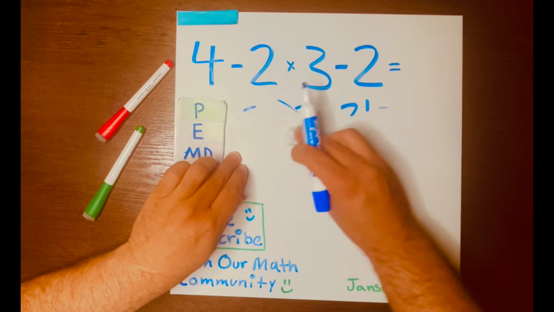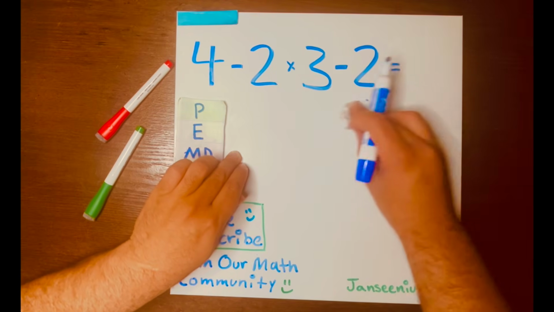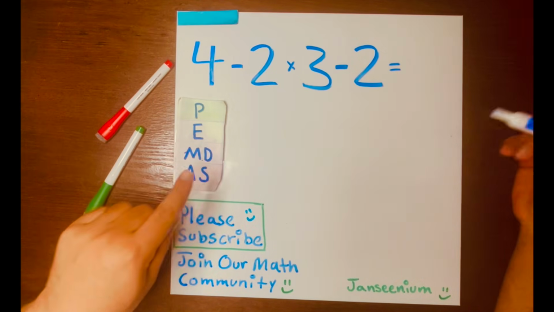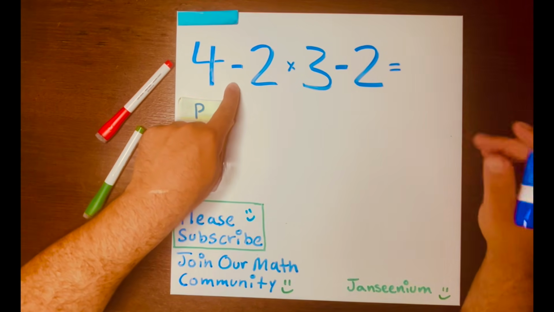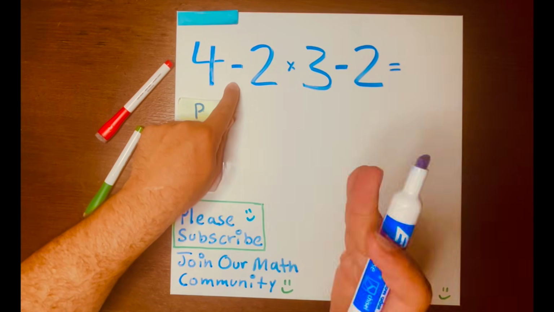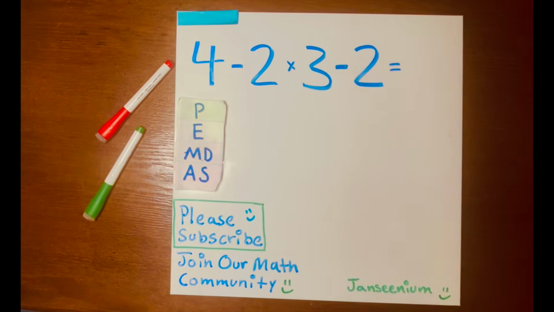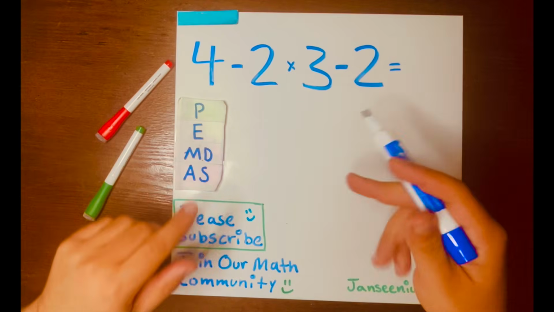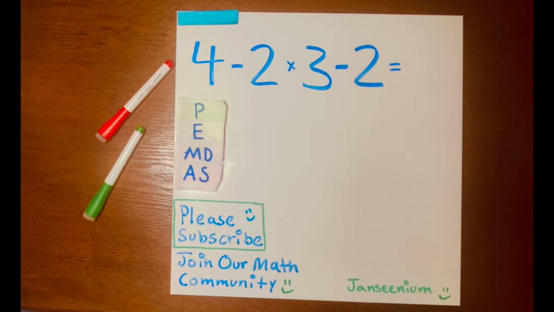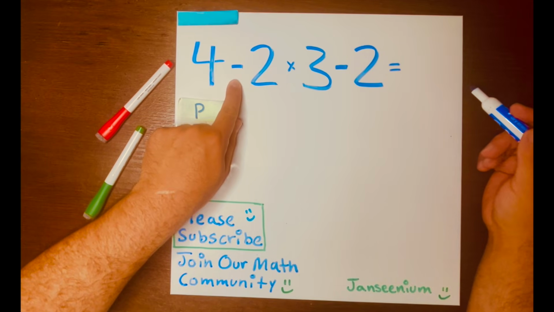And PEMDAS is saying to start with 2 times 3. But why? Because when you look at the first operation, you always look at the first operation in a math problem with different operations. I see subtraction, I see multiplication, I see another subtraction. There are just two different operations in this math problem. And looking at the first one is subtraction.